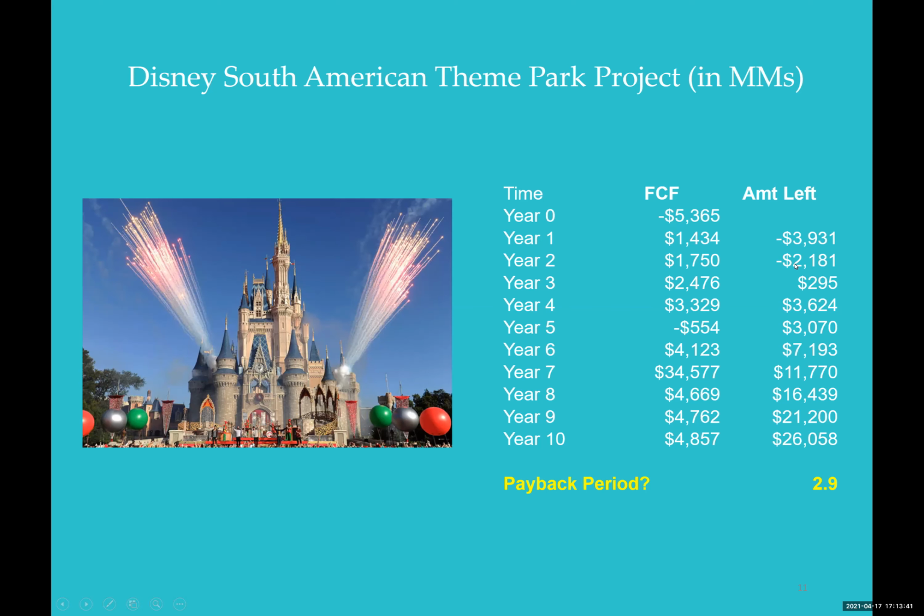And if you follow it, you'll see that Walt Disney would break even using these made up numbers in 2.9 years. Okay. You would take the negative 5.365 billion, add the free cash flow expected in year 1. That would leave you with 3.931 billion negative to recoup. Then you add the free cash flow expected in year 2 of 1.75 billion. That would leave you with negative 2.181 billion to recoup before you break even. And you can see you will be able to recoup that amount, assuming that you receive this much free cash flow in year 3. So you break even somewhere between years 2 and 3. And here's how you calculate it.